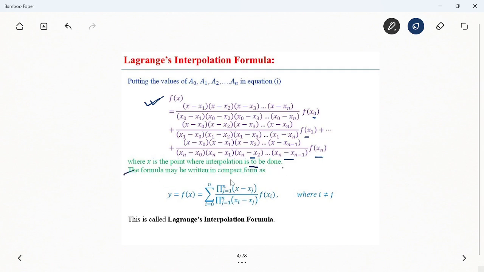So the formula may be written in compact form as y equals f(x) equals the summation over i equals 0 to n of the product over j equals 0 to n, j not equal to i, of (x minus xj) divided by (xi minus xj), times f of xi. This is our Lagrange's interpolation formula.